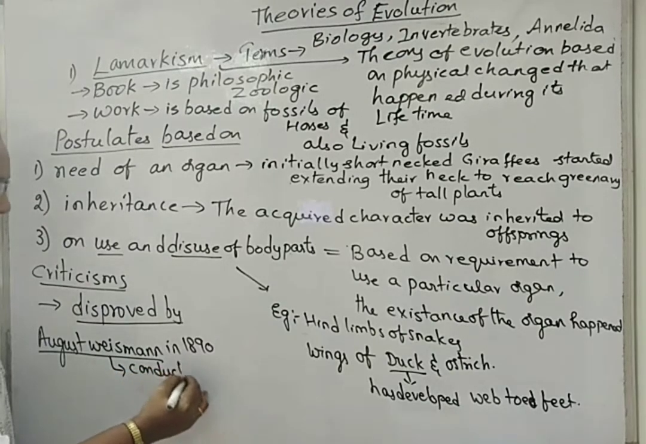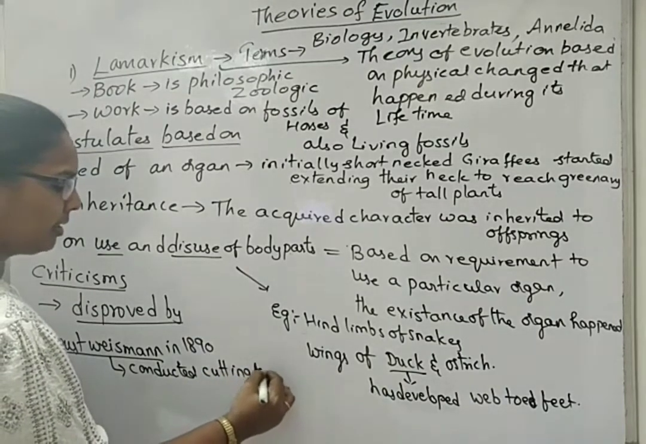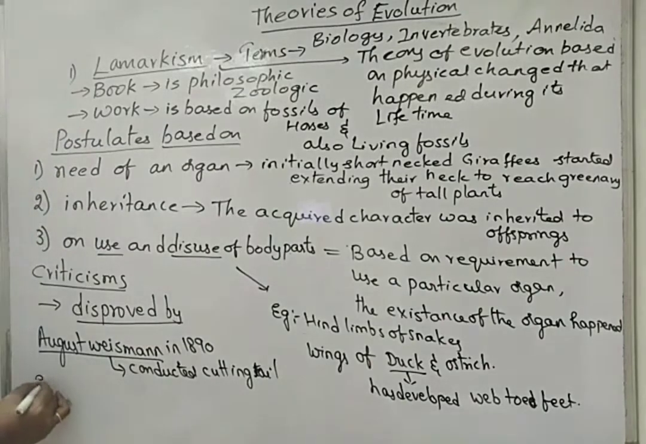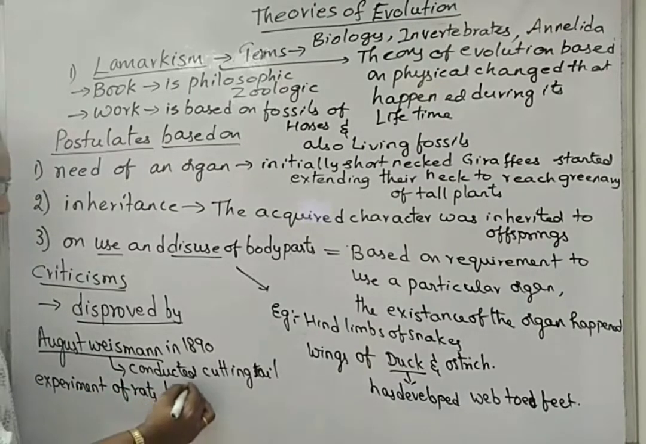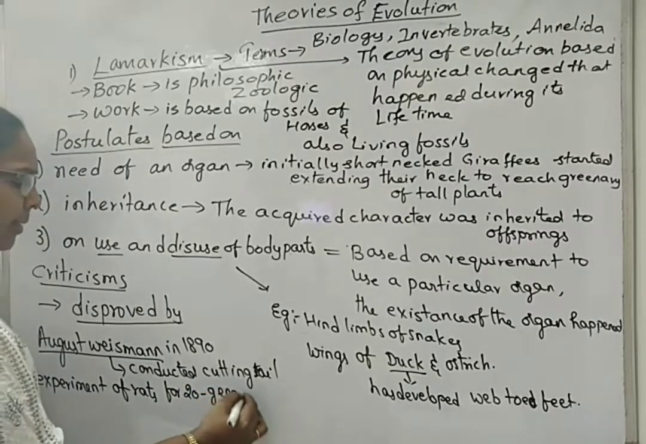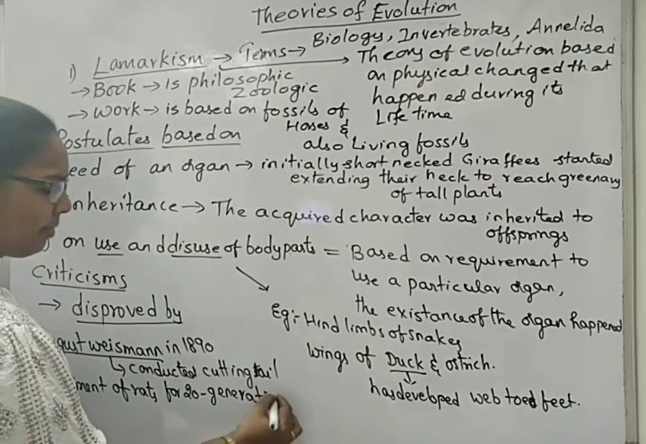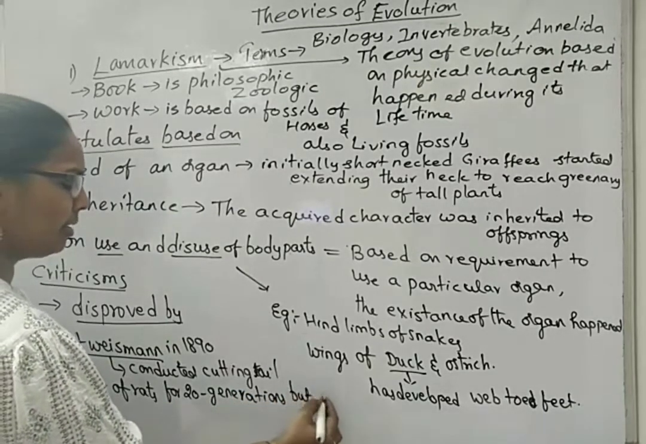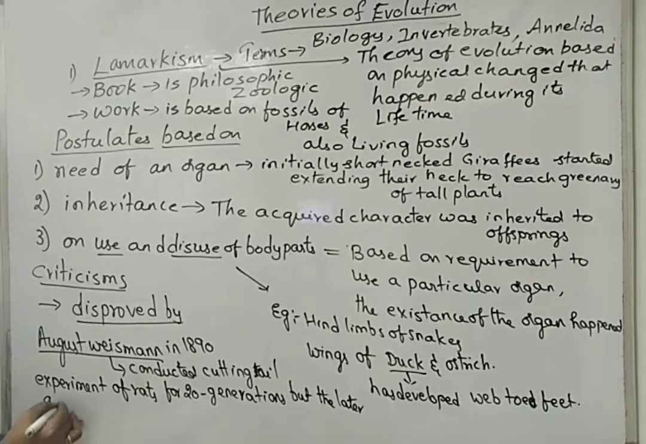Conducted cutting tail experiment of rats for 20 generations. Approximately we can take it might be 15 or 20 generations. But the later generation showed the tail.